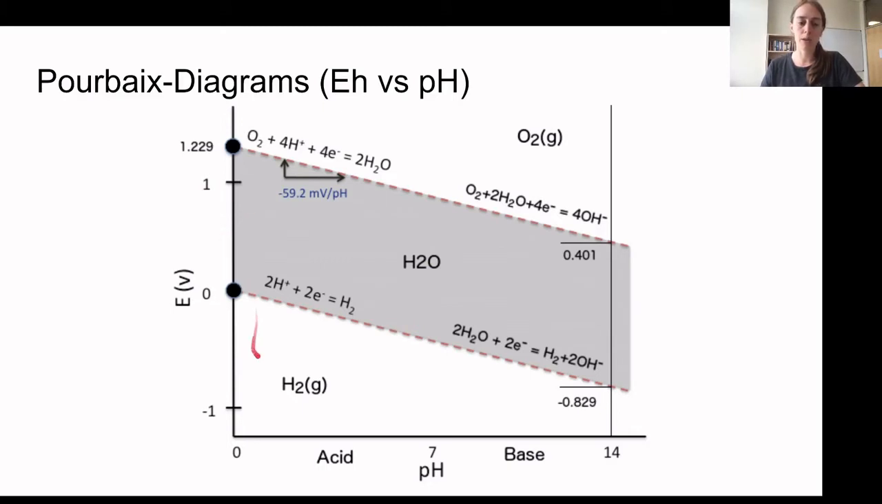If we have a more reducing environment, a more negative EH, we end up generating hydrogen gas. If we're in an extremely oxidized environment, really high EH and more basic, we end up with oxygen gas, because we just don't have enough hydrogen around, and we're in really oxidized conditions.